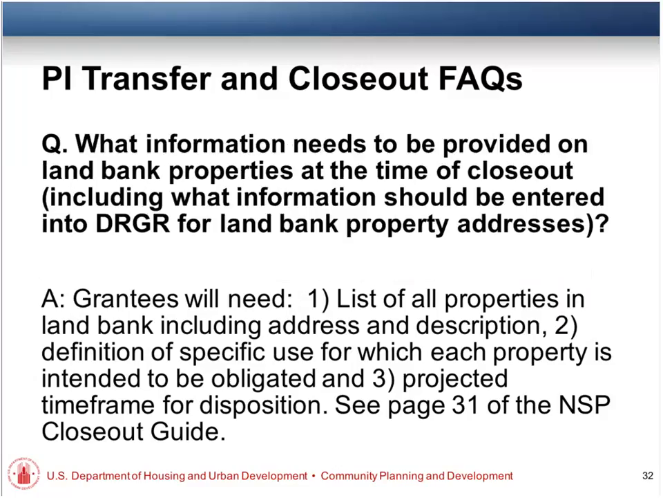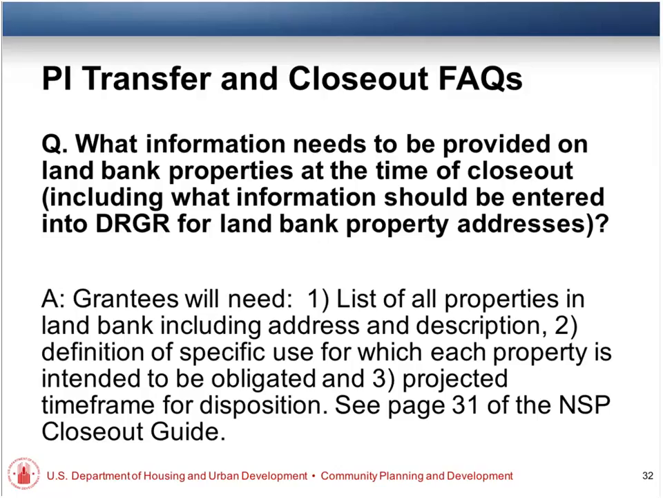We can move on. So we took a look at this question, and we went to look at the information that needs to be provided on land bank properties at the time of closeout, including the information that you need to put in DRGR. Here we went to our NSP closeout guide, and we saw that there are 3 main pieces, and in some cases, little sub requirements under each one of these.